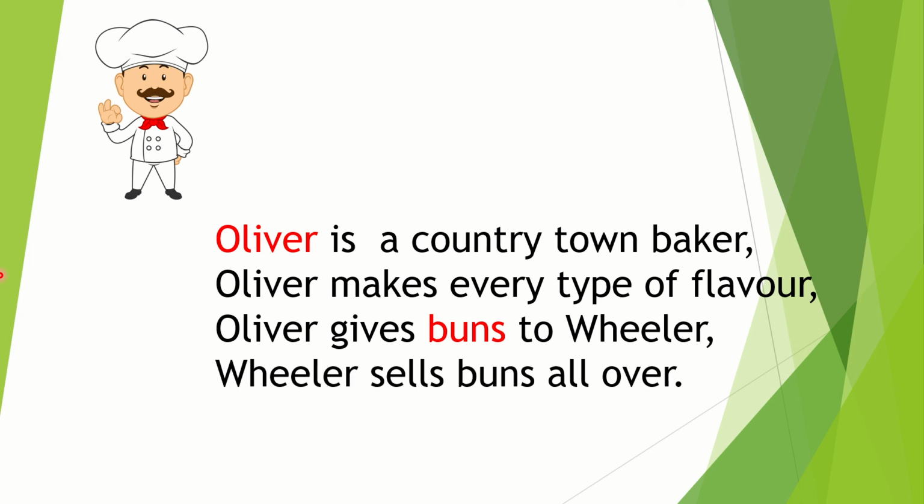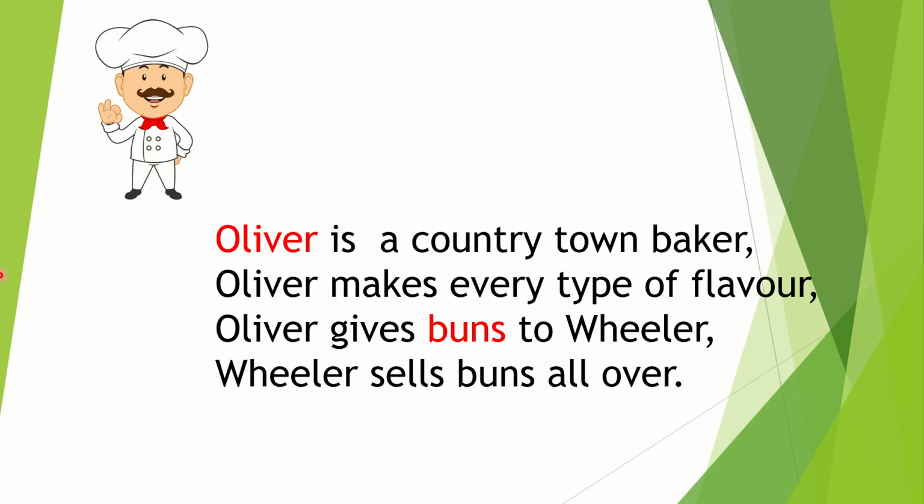If I explain this verse, Oliver කියන්නේ baker කෙනෙක්. එයා කේක රසවල් වලට කෑම හදනවා. එයා buns හදලා Wheelerට දෙනවා. Wheeler ඒවා විකුණනවා හැමතැනම. So you have to find out the subjects and objects. They are already highlighted. What you have to do is just replace these subjects and objects with pronouns.